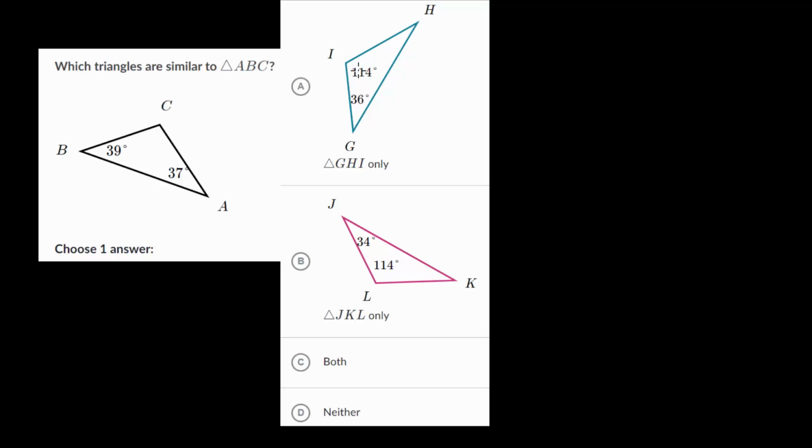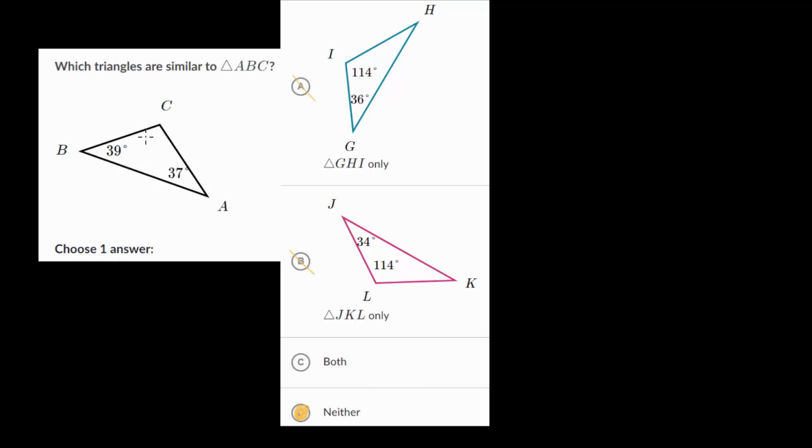Since in choice A, when comparing it to this triangle ABC, notice that neither of these angles match up with the angles in triangle ABC. And likewise, in choice B, this triangle JKL, neither of these angles match up over here. So it's not possible for either of these to work, which means that choice D is the correct answer.